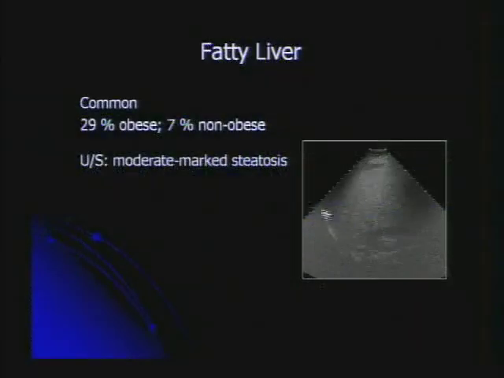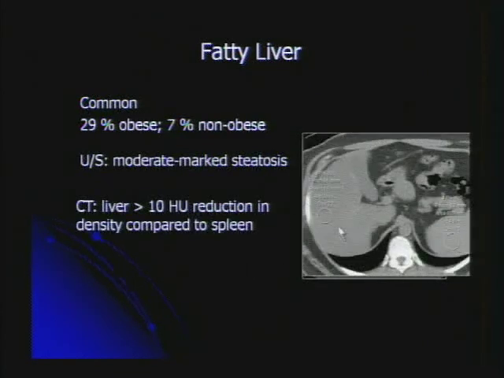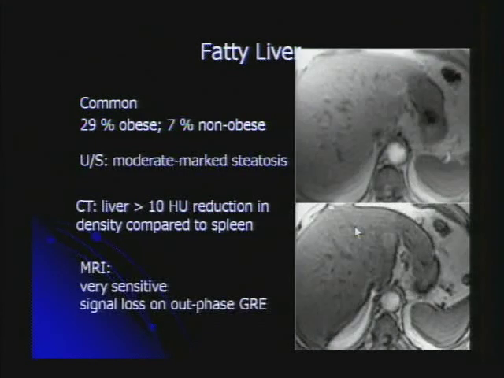Very common in obese. In ultrasound, you can detect moderate steatosis, where you get increased echogenicity of the liver, loss of reflectivity of the diaphragm and kidney. On CT, obviously, you're going to measure the Hounsfield difference between the liver and the spleen. If the difference is more than 10 and the liver is darker, then that is fatty liver. On MRI, you do in and out of phase imaging.